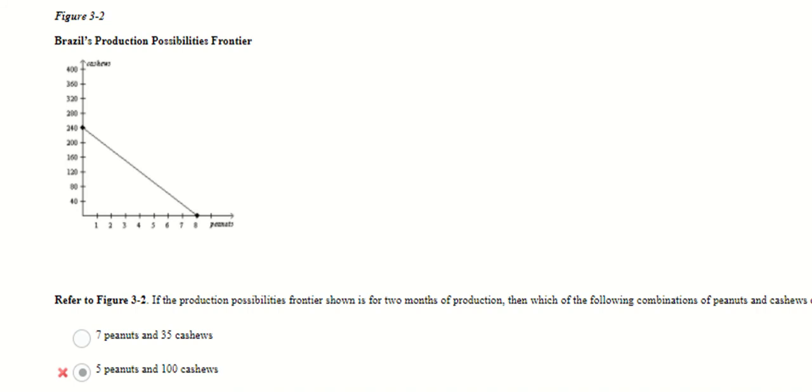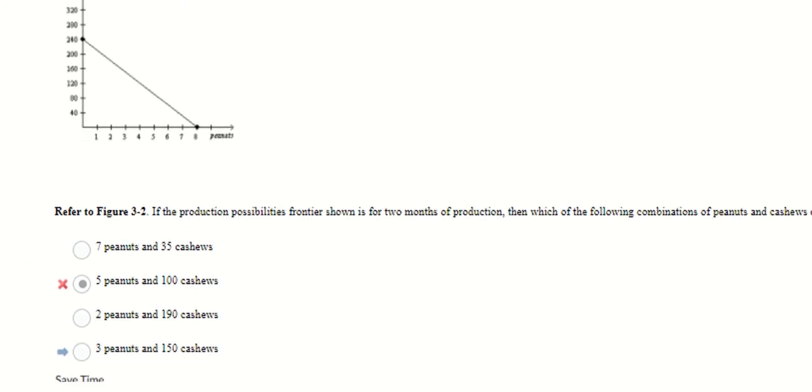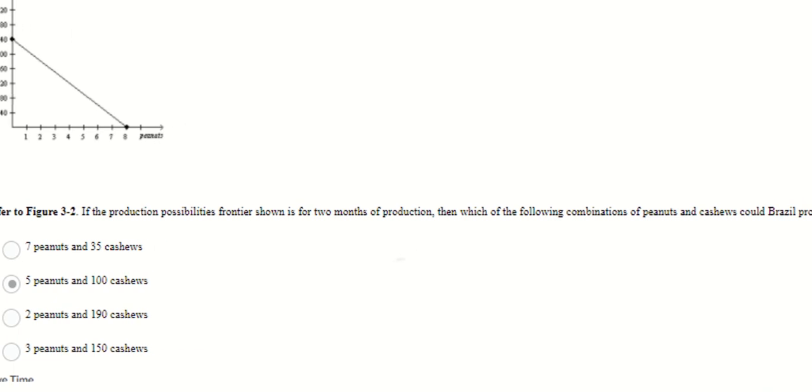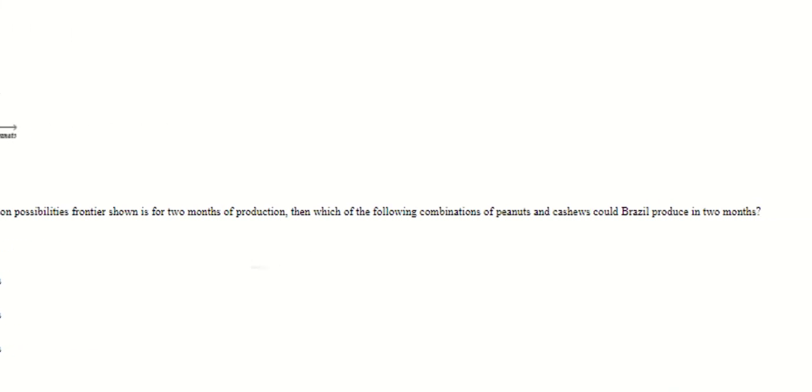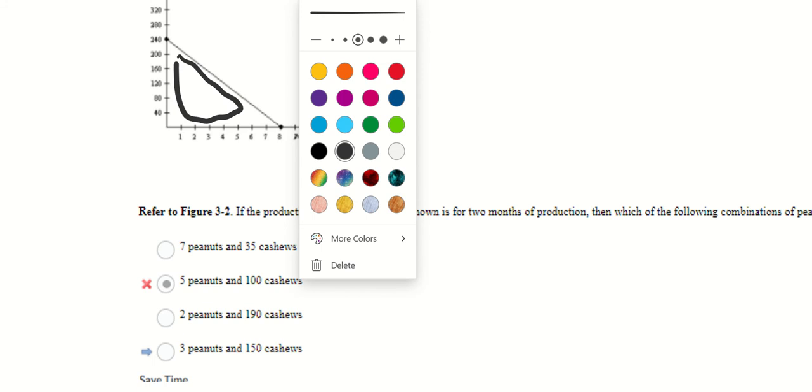All right. So this is Brazil's production possibility frontier. If the production possibility frontier shows 2 months of production, then which of the following combinations of peanuts and cashews could Brazil produce in 2 months? All right. So we're looking for what is possible. Now, normally, if you're looking for what is possible, we're looking for anything that's inside the line, right? Because if it's inside, that means it's possible.